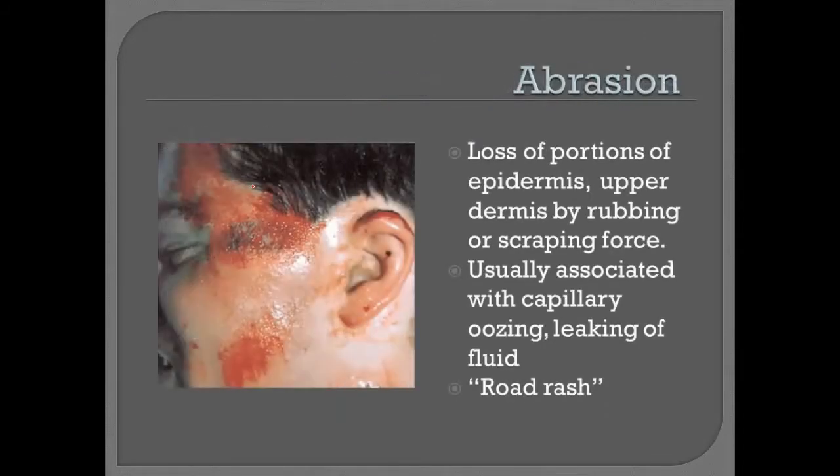So here's some abrasions. I think everybody has probably had one of these. Growing up, I think all of us probably skinned our knees at some point. That's an abrasion. This is where you lose portions of the epidermis and the upper dermis by a rubbing or scraping force. It's usually associated with capillary oozing or leaking of fluid. So think road rash. You got your motorcycle guy who's out there and he lays down his bike and he ends up with a terrible road rash.